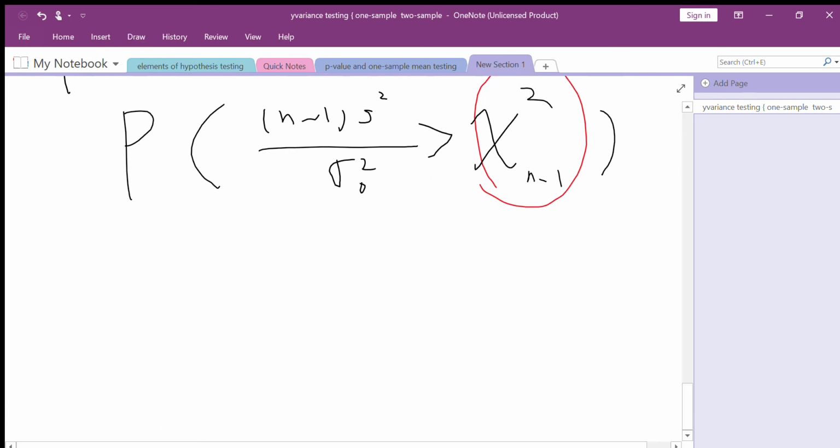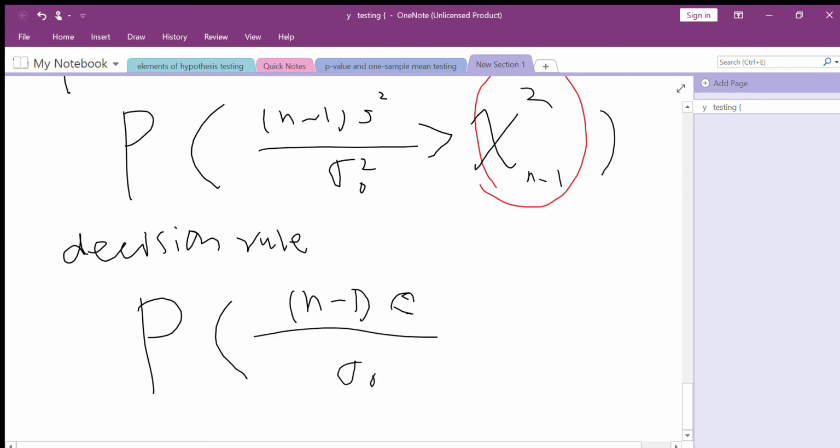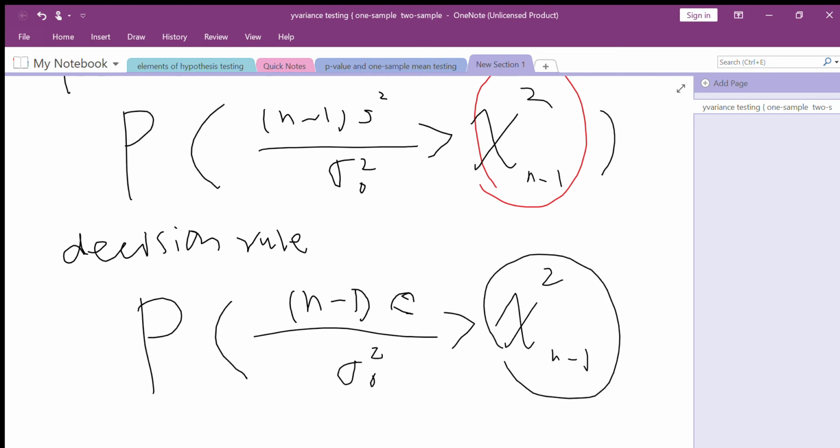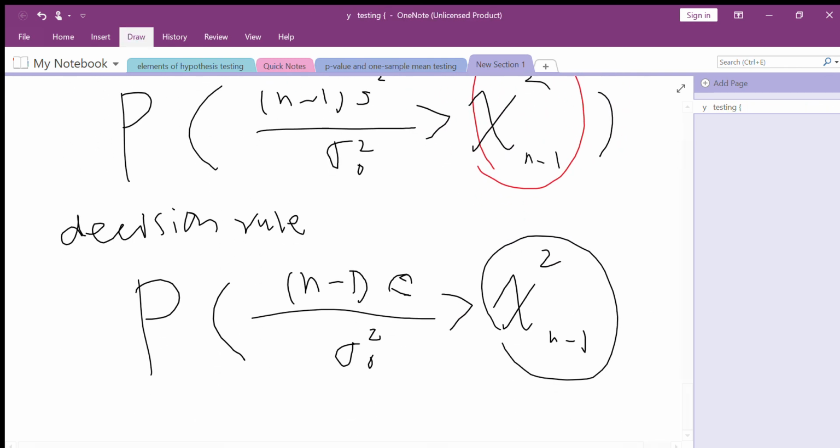Next is decision rule. For decision rule, we just want to compare s squared with some constant c. So the probability that chi-square n minus 1 is greater than n minus 1 times constant c divided by sigma 0 square, where chi-square n minus 1 is a random variable following chi-square distribution with degree of freedom n minus 1, we set equal to alpha. This is the decision rule.